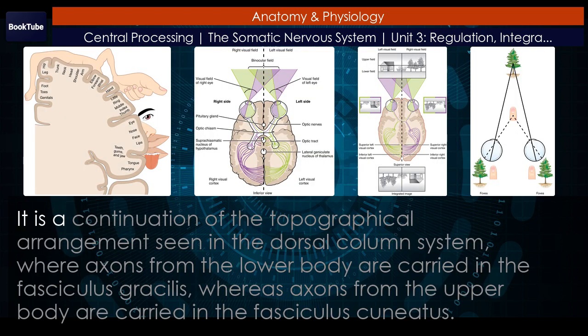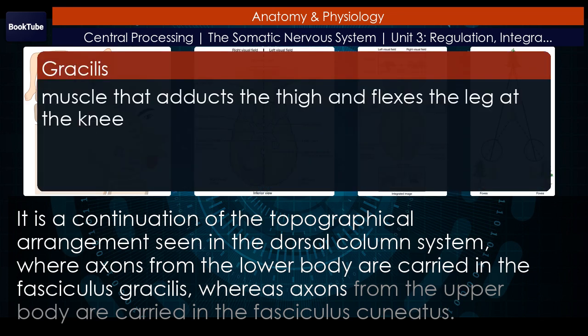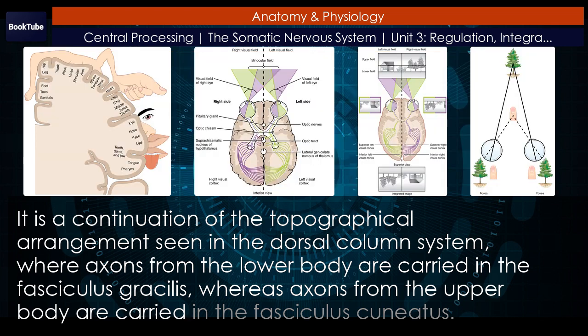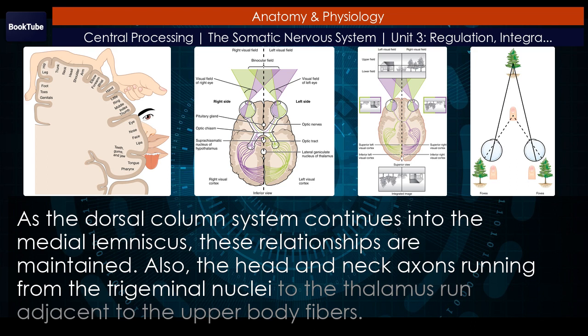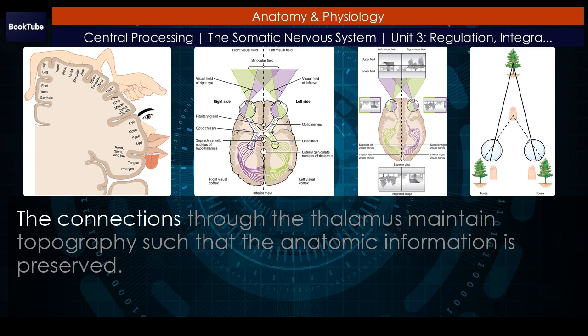It is a continuation of the topographical arrangement seen in the dorsal column system, where axons from the lower body are carried in the fasciculus gracilis, whereas axons from the upper body are carried in the fasciculus cuneatus. As the dorsal column system continues into the medial lemniscus, these relationships are maintained. Also, the head and neck axons running from the trigeminal nuclei to the thalamus run adjacent to the upper body fibers. The connections through the thalamus maintain topography such that the anatomic information is preserved.